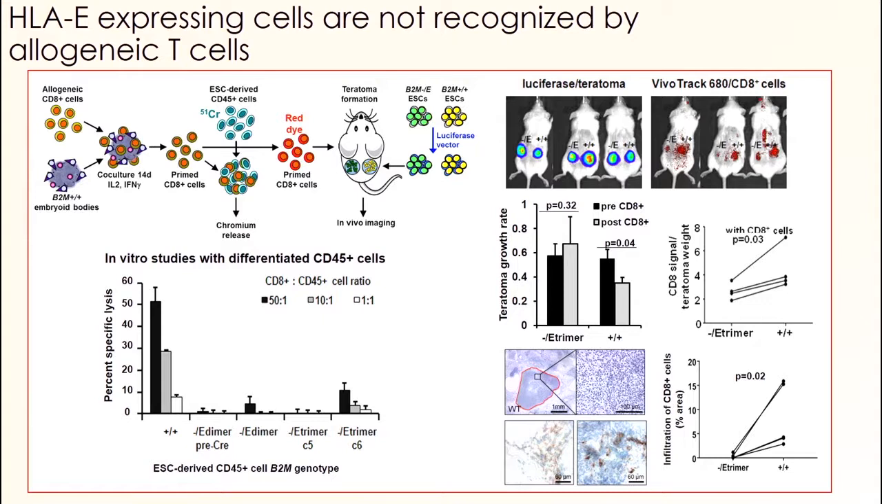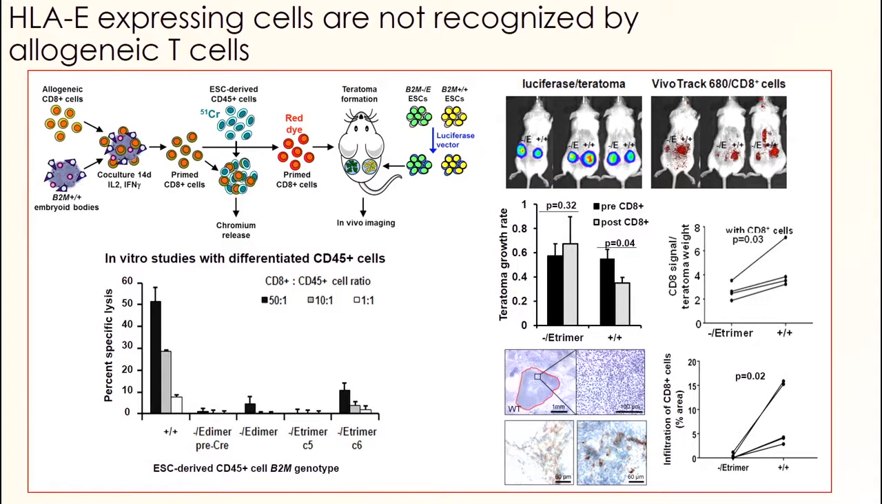And then we can do a chromium release assay, similar to what I showed you with the NK cells in vitro, and show that the wild type cells are rapidly lysed by these CD8 cells, whereas none of the engineered lines are, including when they express the dimer or trimer. So it's not recognized by CD8 cells, which is what we expected because it's not polymorphic and it should be recognized as host. And then we can do similar in vivo experiments as well.